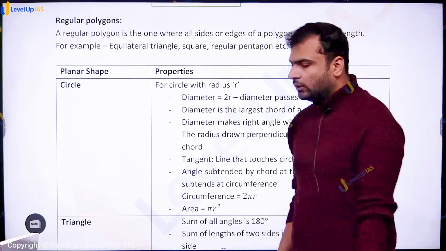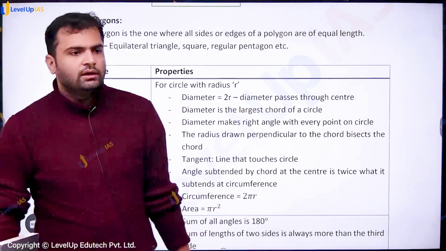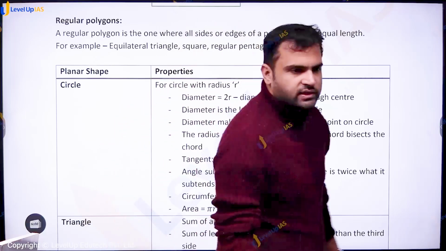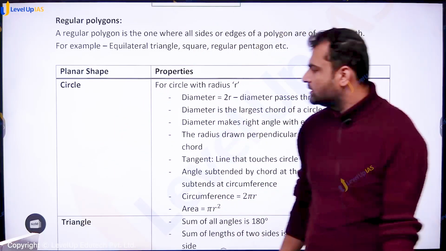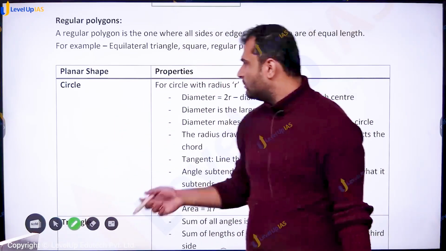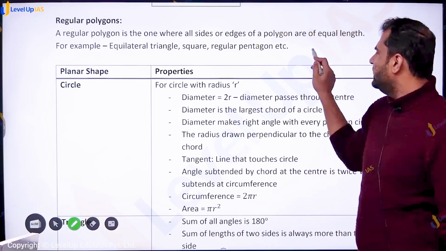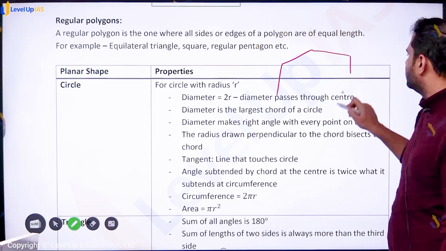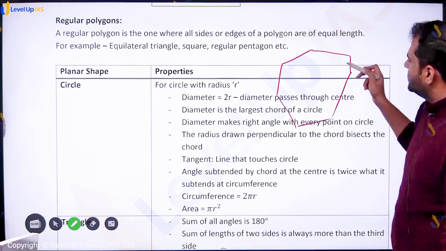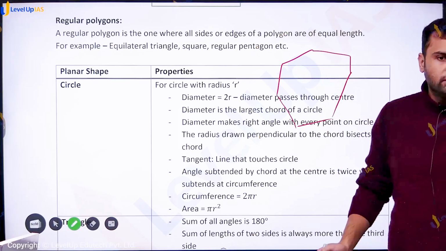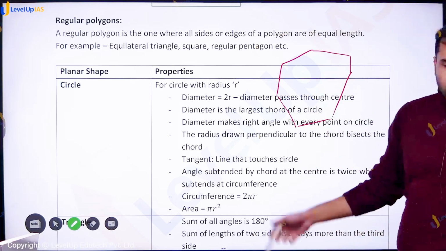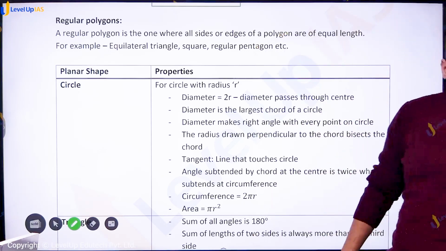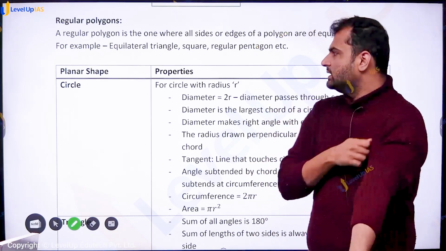Then regular polygon. Polygon is a shape in a plane which has multiple edges, and all these edges are straight lines. For example, any shape like this, however many edges, this is called polygon. Poly means multiple. So polygon is a shape having multiple edges, and all these edges are straight lines.